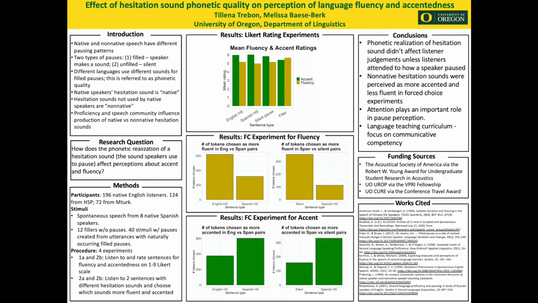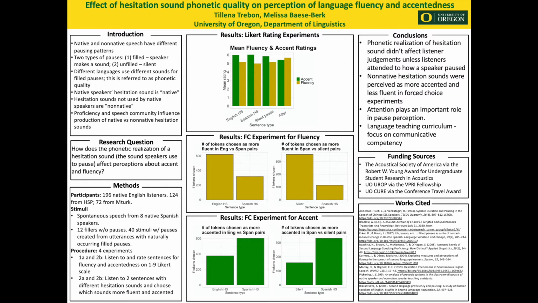Production studies show that proficiency and speech community influence whether second language speakers produce native or non-native hesitation sounds. However, no study has investigated the perceptual consequences of using native versus non-native hesitation sounds. This study asks, how does using native versus non-native hesitation sounds impact listener judgments about whether speakers have an accent and how well they speak English? In other words, how does the sound that speakers use to hesitate affect judgments about accentedness and fluency?